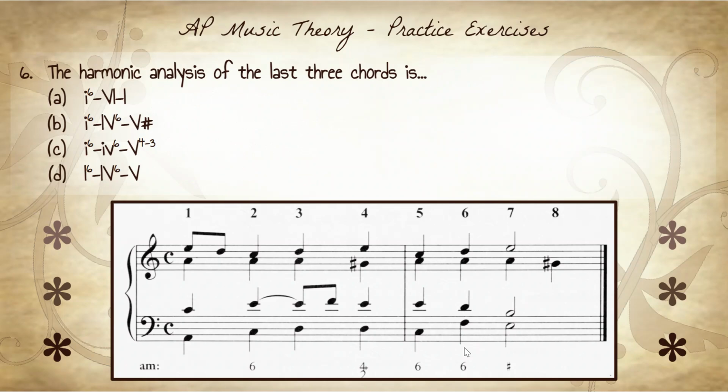Question 6. The harmonic analysis of the last 3 chords is A. First inversion tonic to a submediant to a major tonic, B. First inversion tonic to a first inversion subdominant to a dominant with a flat. I'm just joking. A dominant with an added sharp. Or is it C, a first inversion tonic to a first inversion minor subdominant to a dominant with a 4-3 resolution? Or is it D, the major tonic to a major first inversion subdominant to the dominant.